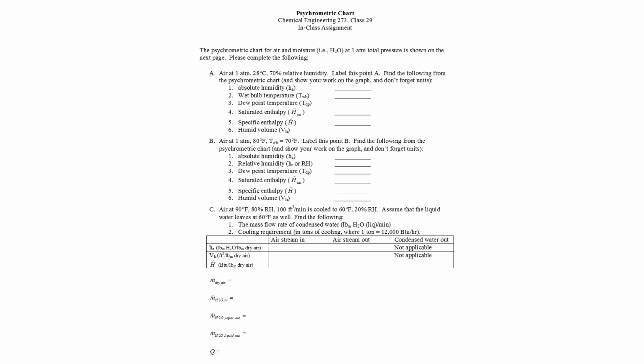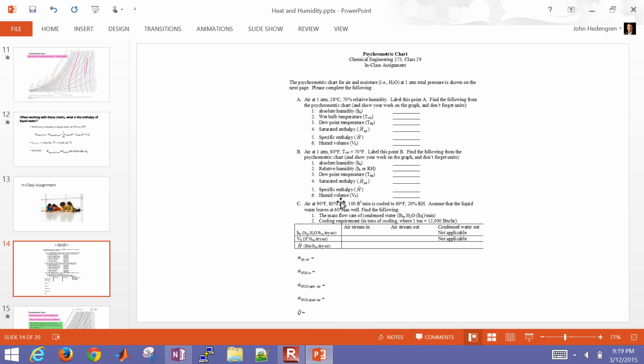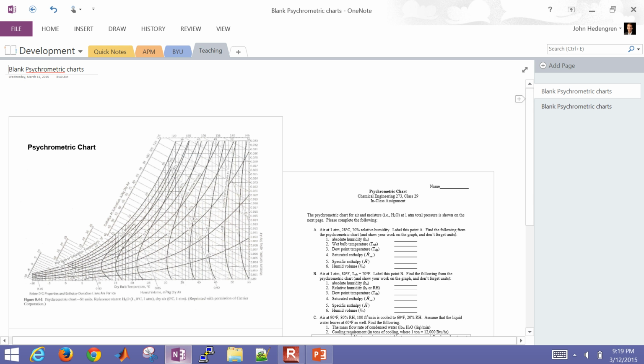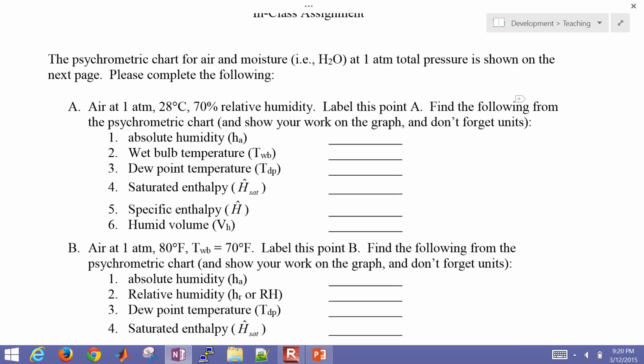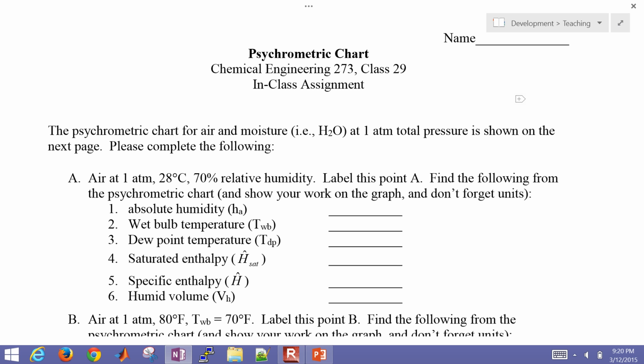Let's go over an assignment now. I'm going to go over here. Let me make this just a little bit bigger. We'll read over the assignment and then look at some of these charts. The psychometric chart for air and moisture, water at 1 atmosphere total pressure is shown on the next page. So please complete the following. Air at 1 atmosphere and 28 degrees Celsius, 70% relative humidity, and we'll label this as point A.